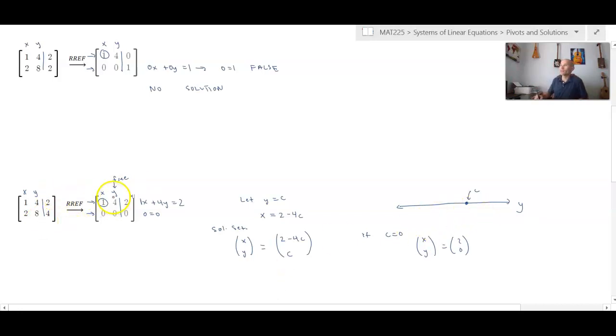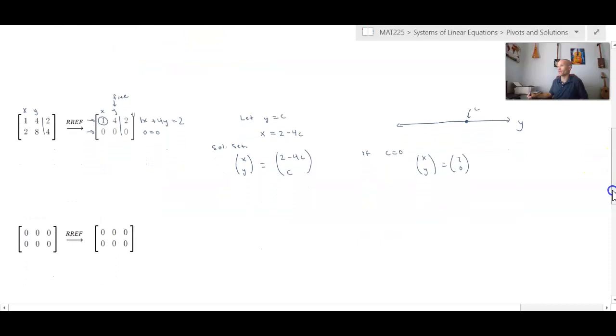Now, all we had to do to identify that y was a free variable was to look at all the row pivots and identify any columns that do not have a row pivot in one of the corresponding rows.